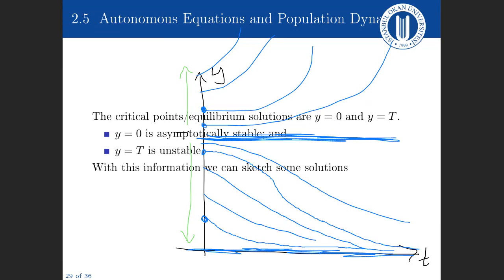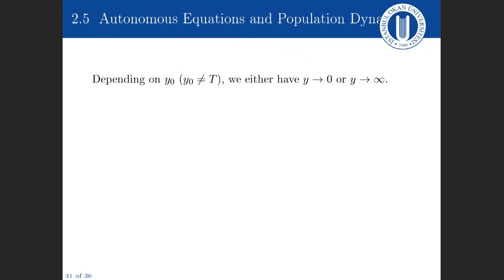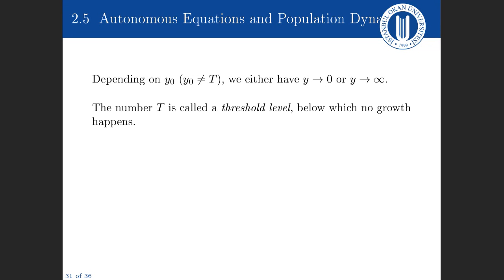I can draw this with a computer to make this neater. Here we go. Depending on the initial condition y0, assuming y0 is not T, we either have y tends to 0 or y tends to infinity. This number T is called a threshold level. Below this level, no growth happens.